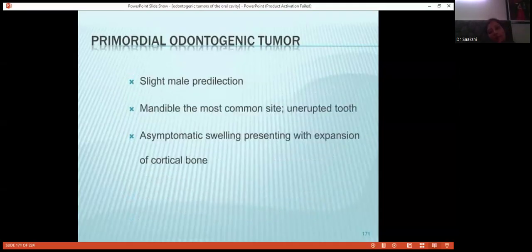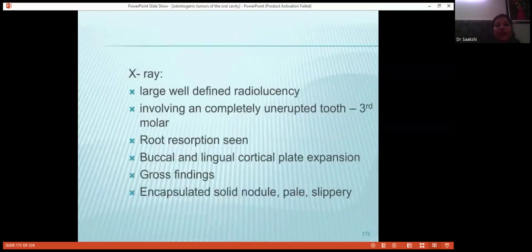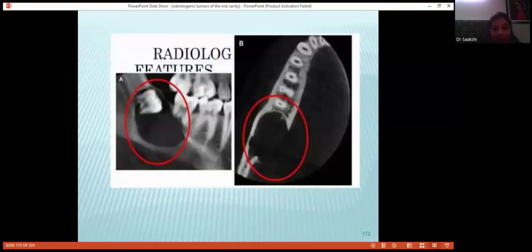Mandible is the most common site, usually with an unerupted tooth. Now it shows asymptomatic swelling presenting with expansion of the cortex. Now when we see X-rays, we will see a large, well-defined radiolucency, which involves a completely unerupted tooth, usually the third molar. We will see root resorption, buccal and lingual cortical plate expansion, and an encapsulated solid nodule, which is pale and slippery. Now you can see radiological features of primordial odontogenic tumor.